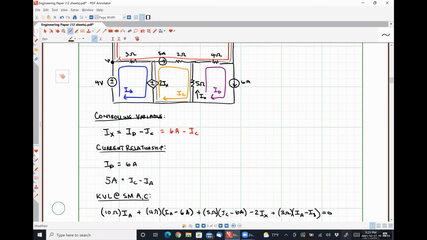That's equal to 0. So notice here, when we wrote our KVL equation for our super mesh, current A and mesh current C wind up getting positive signs, and all of the other meshes wind up getting negative signs, right? In our equation, everywhere that we have IA is positive, everywhere that we have IC is positive, everywhere that we have IB is negative, and everywhere we have 6 amps, which represents ID, those all get negative signs as well.